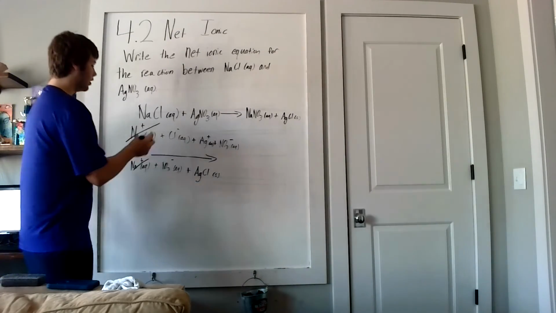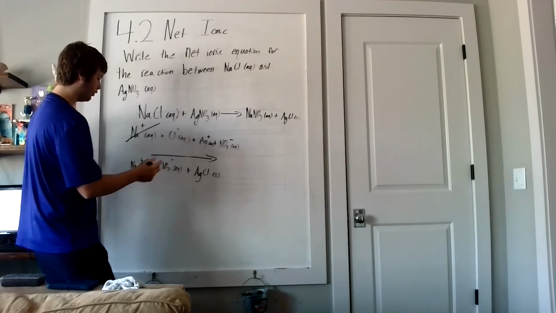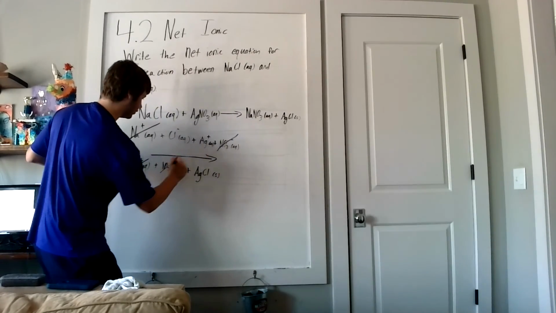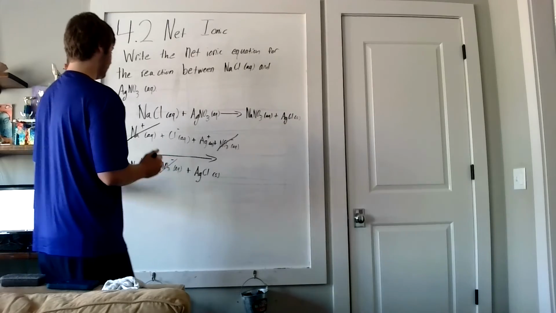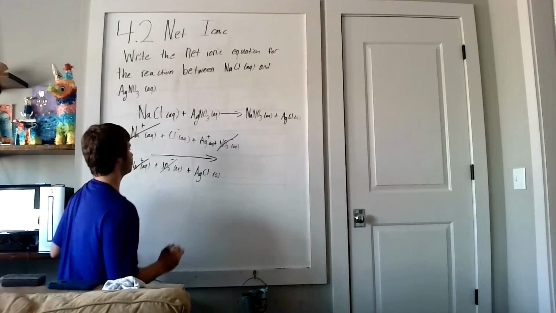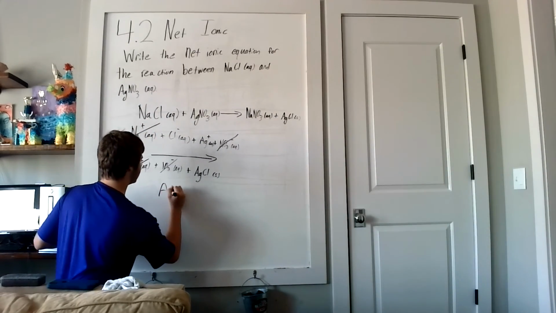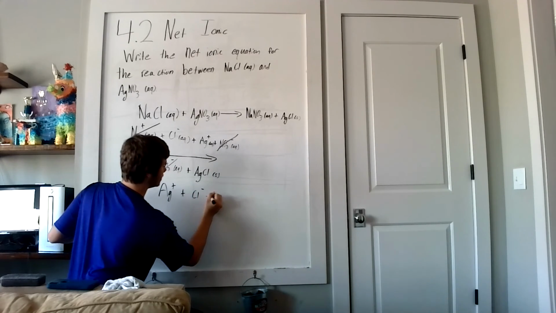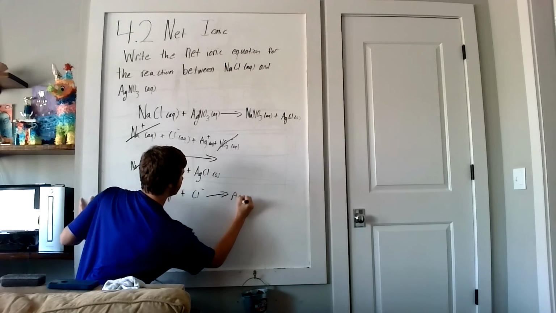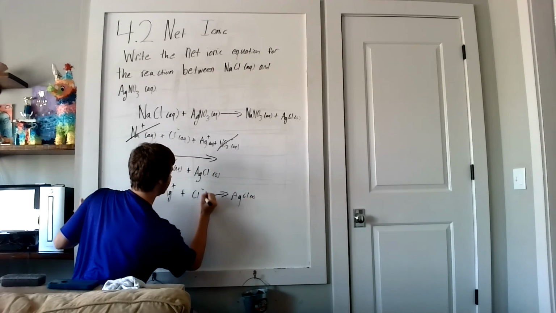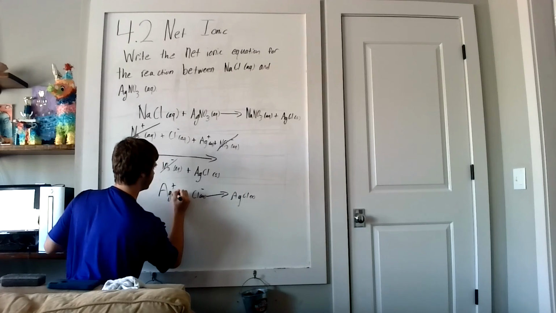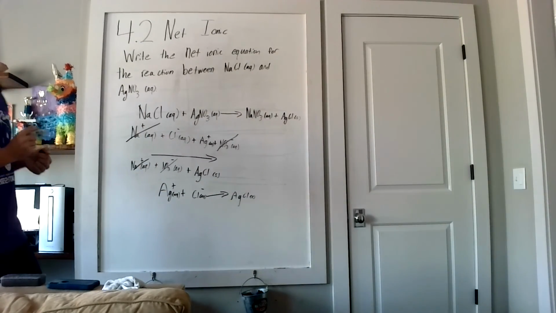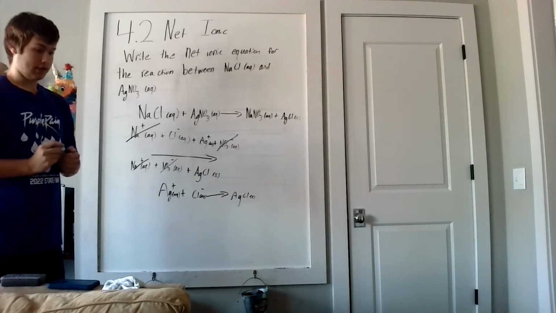Sodium is a spectator ion, and nitrate cancels. So what we're left with is Ag plus aqueous plus Cl minus aqueous yields AgCl solid. And that would be your net ionic equation for the reaction between NaCl and silver nitrate.